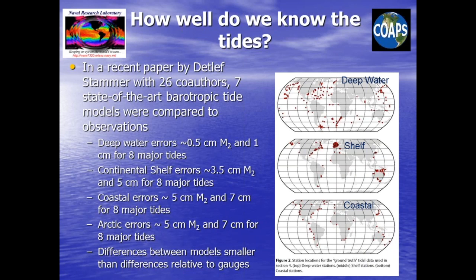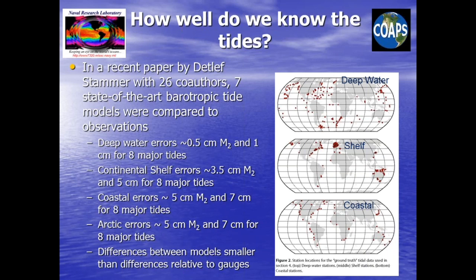So that's the target that we would eventually love to be forecasting. When we started all this, the target was about 2 centimeters. So the tide modelers are getting better with time.